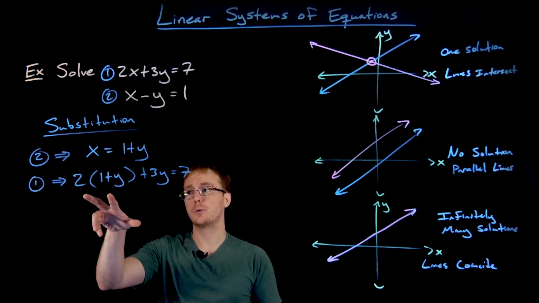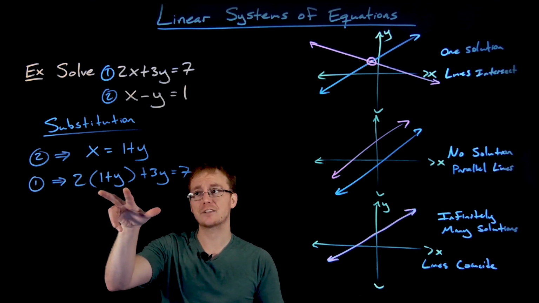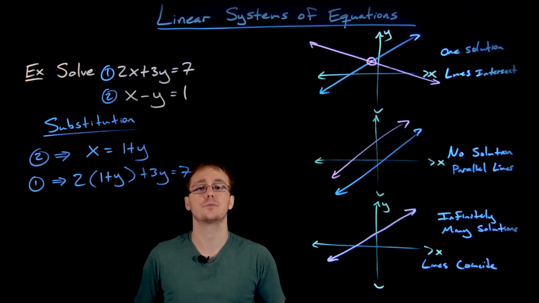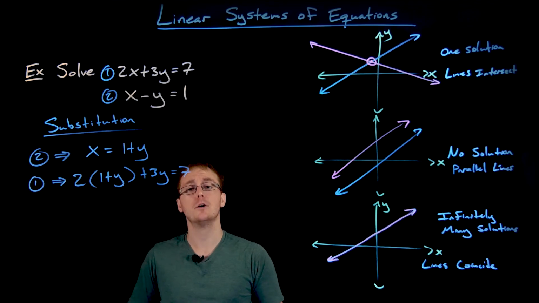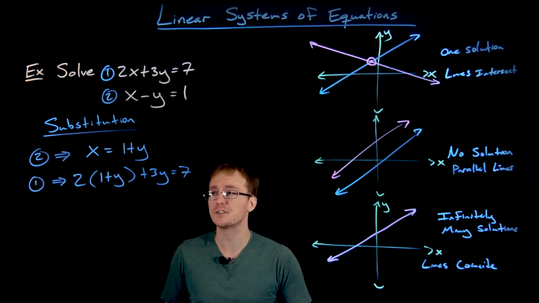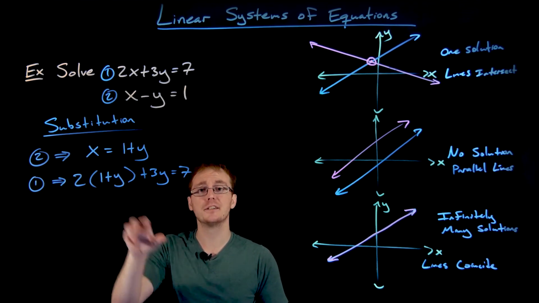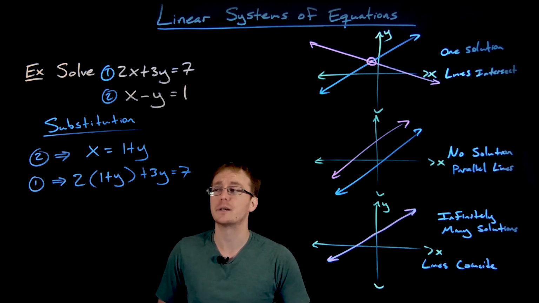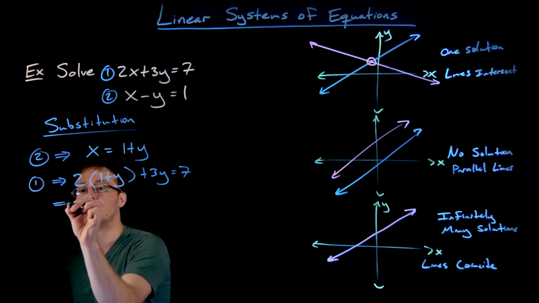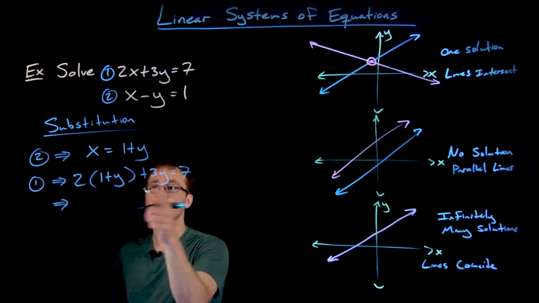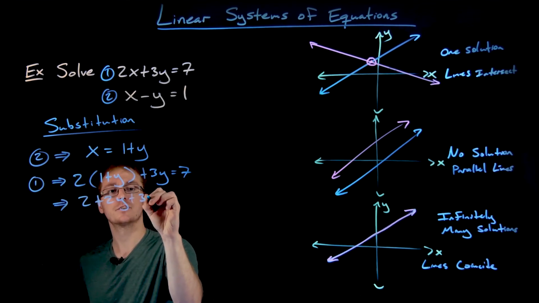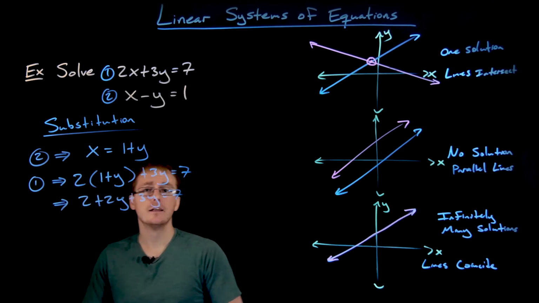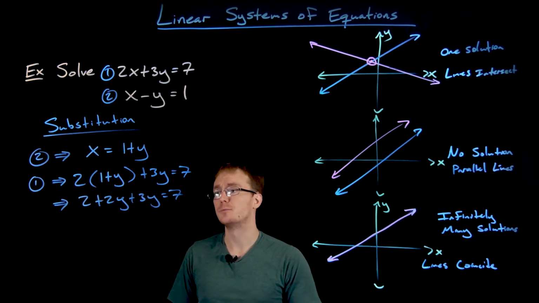So now our first equation says 2 times (1 plus y) plus 3y is equal to 7. By performing the substitution step, we've reduced one of the variables in our system, and now we're left with an equation involving only one variable, and now we can solve for that unknown variable. In this case, it's going to be y. So to solve this, first we should expand, and get 2 plus 2y plus 3y is equal to 7.